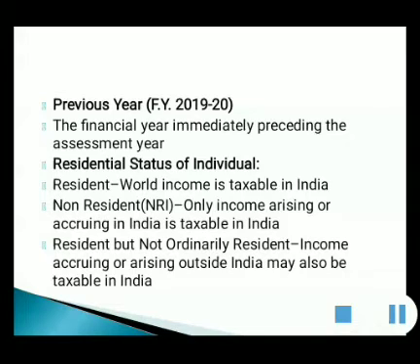Income accruing or arising outside India may also be taxable in India. This is the case of resident but not ordinarily resident. So what are the residential statuses of an individual? Resident, non-resident and not ordinarily resident.